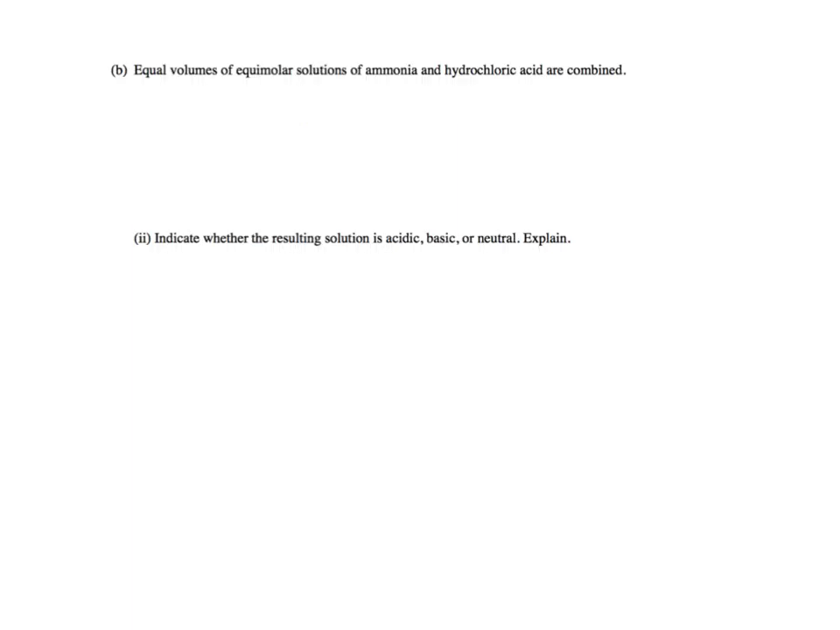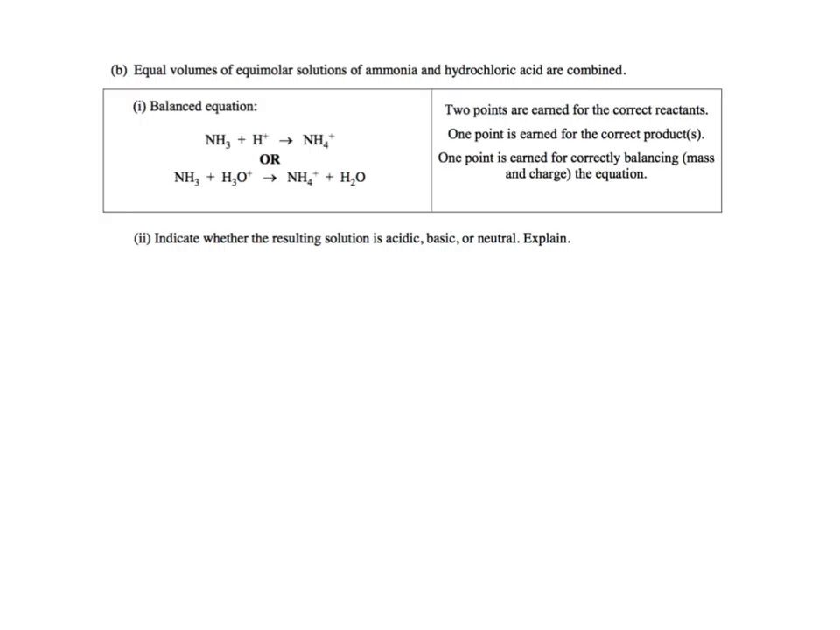Okay, for this problem, you have ammonia, which is a weak base, and you have hydrochloric acid, which is a strong acid. You're going to mix equal molar volume, so essentially equal moles of those two, and you want to write the equation. So you have ammonia, which is NH3, and then for the hydrochloric acid, you show only the H+ for that. So you could write it either of these two ways.